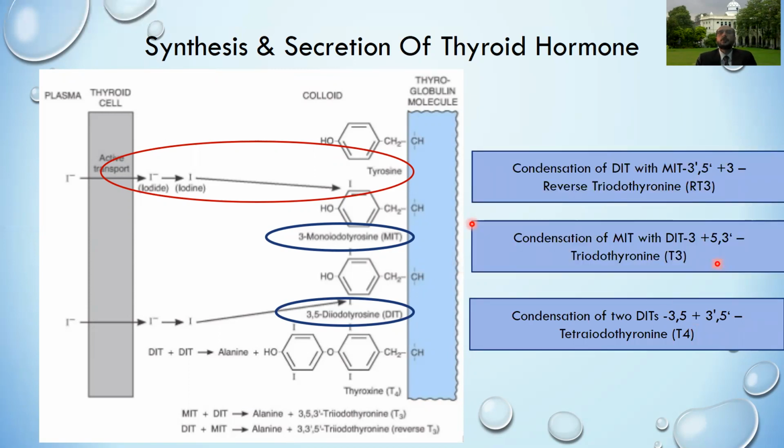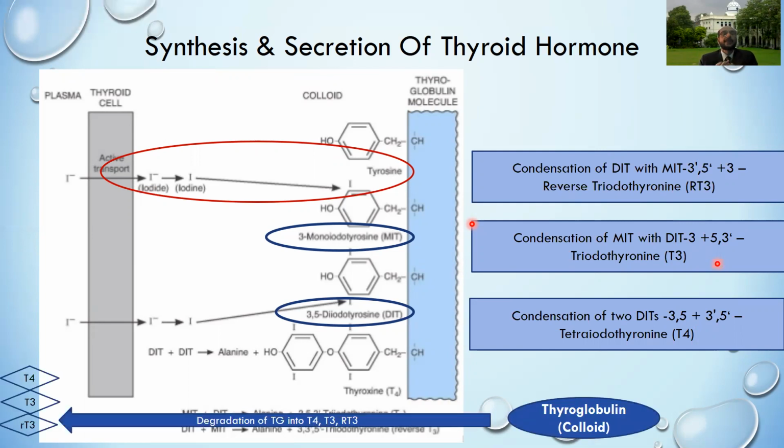Now these thyroid hormones, when formed, are stored in the colloid as thyroglobulin. Whenever there is a need, this thyroglobulin or colloid is internalized by endocytosis and undergoes lysosomal degradation within the thyrocyte. They are converted to T4, T3 and reverse T3 and are secreted into the circulation and taken through the blood to the areas where they have to exert their effect.